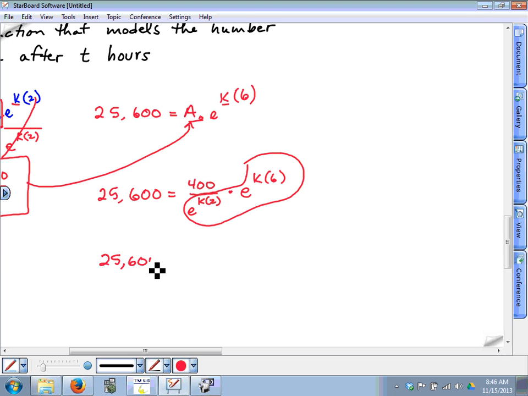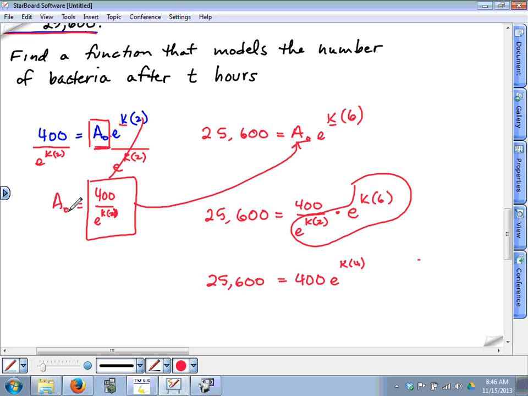We have 25,600 still on the left side. How does it simplify? It's 400 times e to the k times 4. If you have k times 6 and you're subtracting k times 2, 6k minus 2k is 4k. Take a look at what's happened. You might not realize it, but we went from an equation with two unknowns to what? An equation with one unknown. What is the unknown now that we're solving for? k. And once we find k, we can go back to here and find a sub 0. And then we have our model.